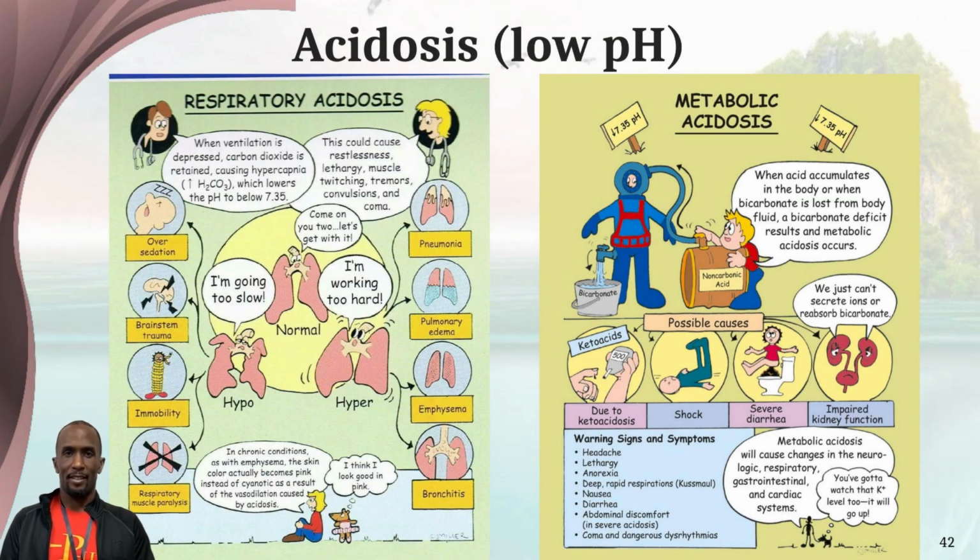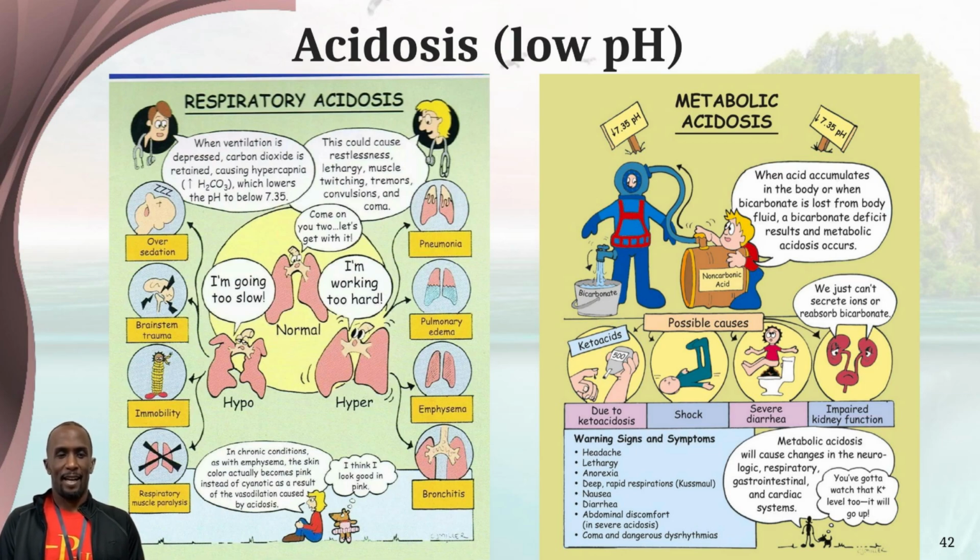This occurs when the lungs cannot remove enough carbon dioxide, leading to increased carbonic acid and a drop in blood pH. Common causes include hypoventilation from conditions such as COPD, pneumonia, or drug overdose. Clinically, patients may present with confusion, headache, or rapid, shallow breathing.